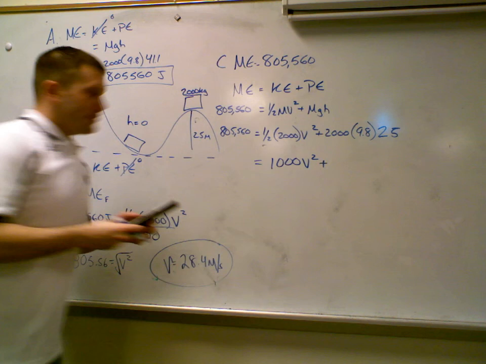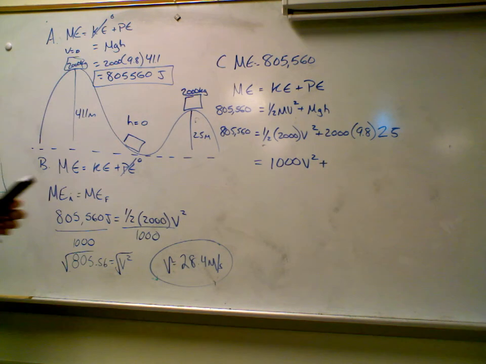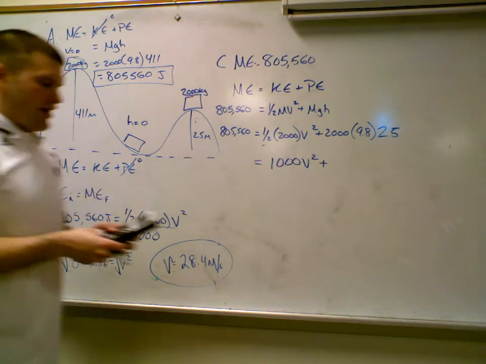All right. So 2,000 times 9.8 times 25. What does that equal?